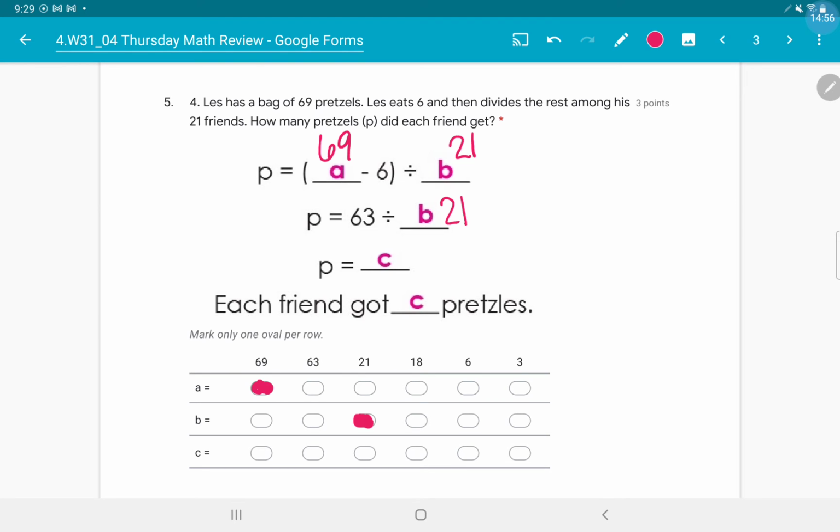Okay, so in the second line they've already done 69 minus 6, which equals 63. And we need to divide by 21. We got to figure out how many 21s it takes to make 63. How many would you think? 3. 21 plus 21 plus 21 does in fact equal 63. So each friend got how many pretzels? How many 21s did he say it took to make 63? 3. C equals 3.